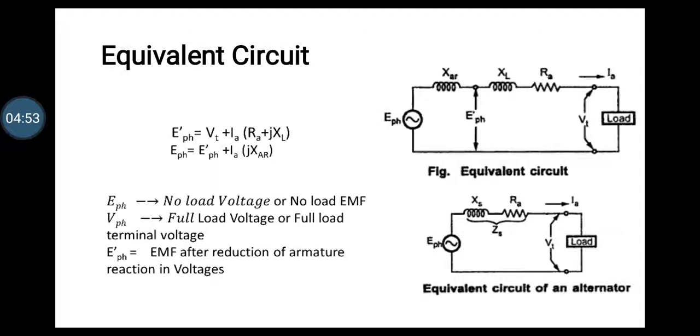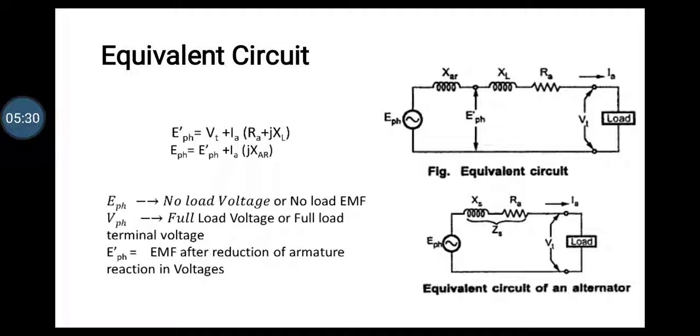That E phase dash equals Vt, that means the terminal voltage, plus Ia into Ra plus jXL. So Ra is the armature resistance, and XL is the armature leakage reactance. So there will be a drop that we call Z. The drop plus the terminal voltage, adding together, gives us E dash phase, that is after the armature reaction.